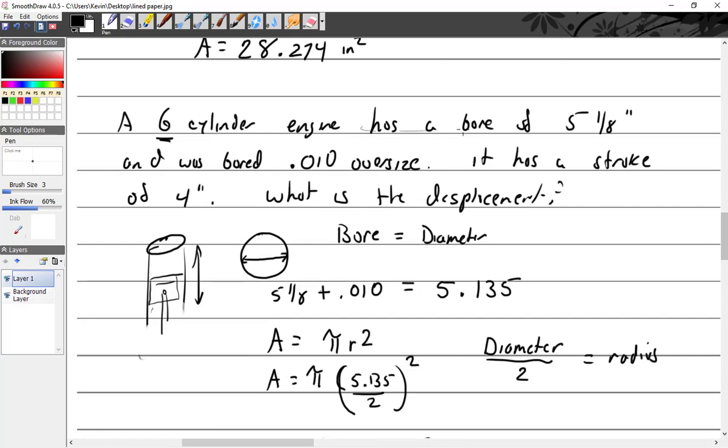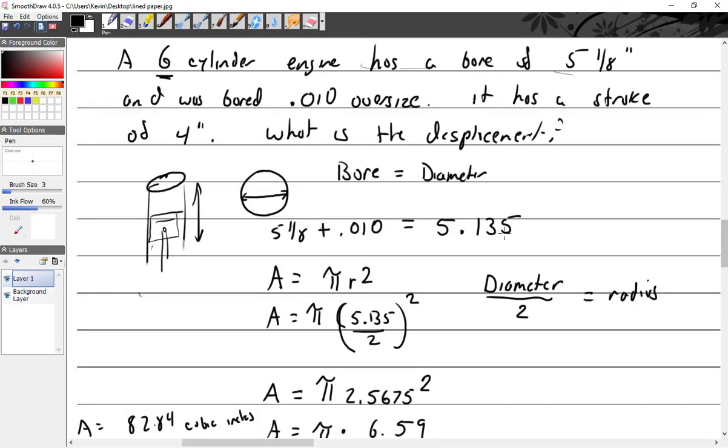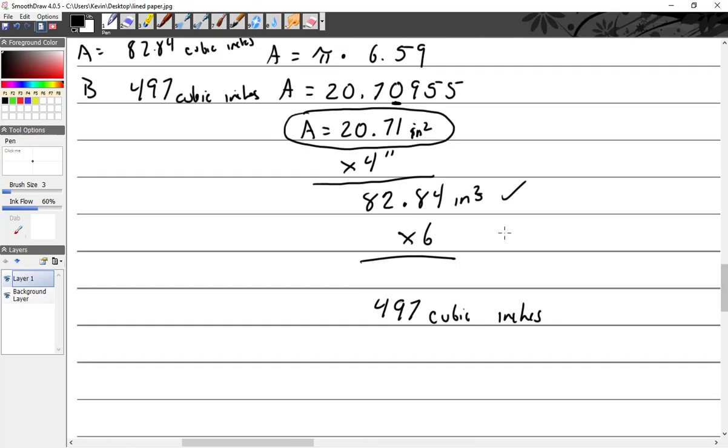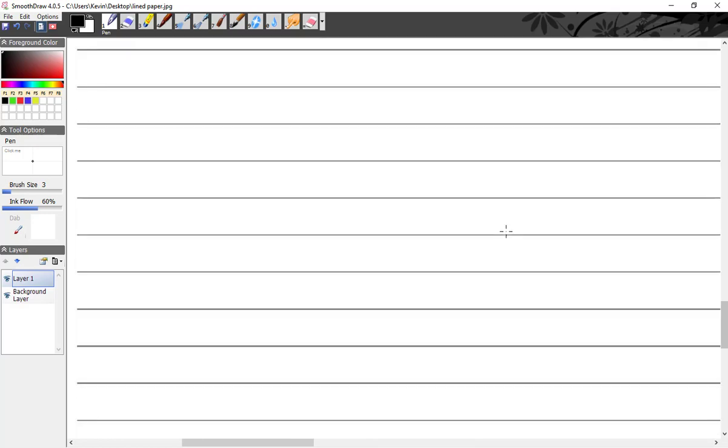A 6-cylinder engine has a bore of 5 1/8, was bored 10 oversized. There's my bore. It has a stroke of 4 inches, how far it travels. What's the displacement? What is displacement? Sure, total displacement. All right. Want to do that one more time? Yeah. Okay.